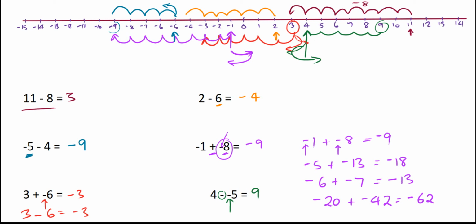And another way of looking at this is if you subtract a negative number, that's the same as adding its opposite. Okay, so if you subtract a negative number, that's the same as adding its opposite. So the opposite of negative 5 is positive 5. So 4 plus positive 5 is just 9.